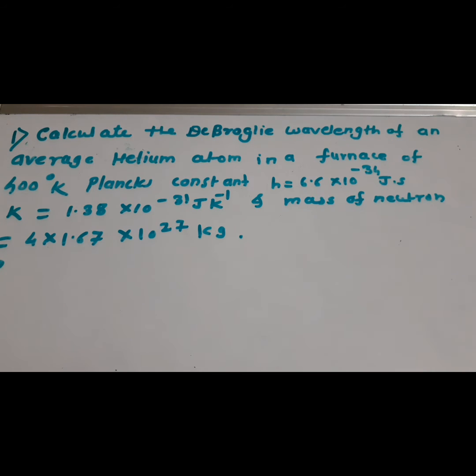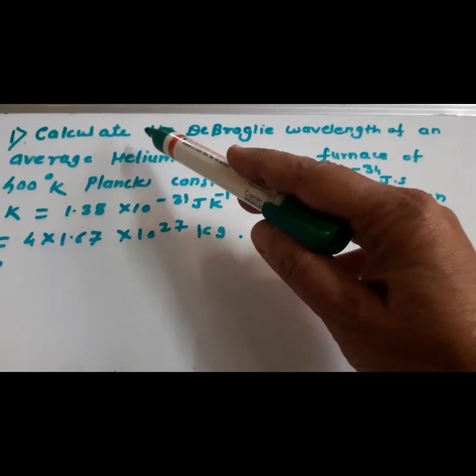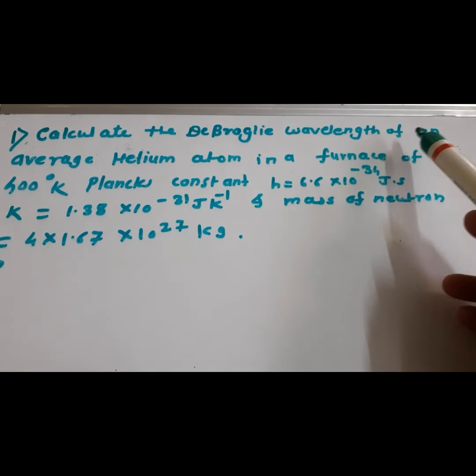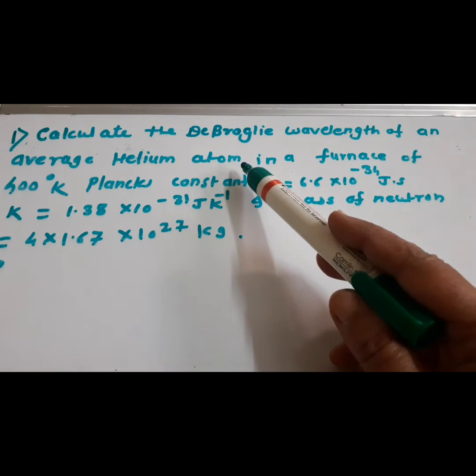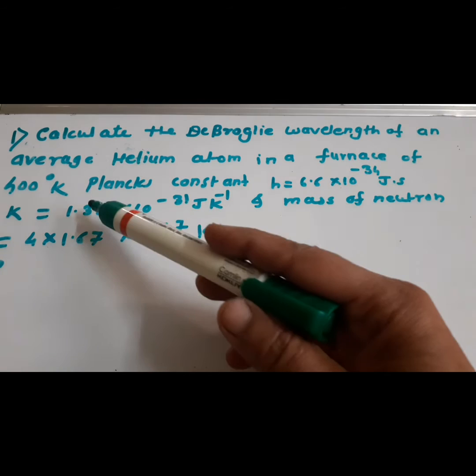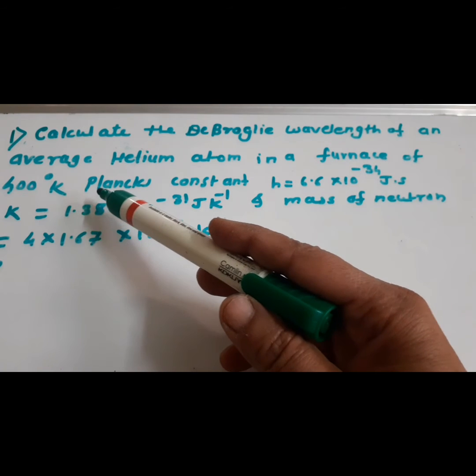Good morning. Today we will see the problems on wave particle duality. First problem: calculate the de Broglie wavelength of an average helium atom in a furnace at 400 degrees Kelvin.